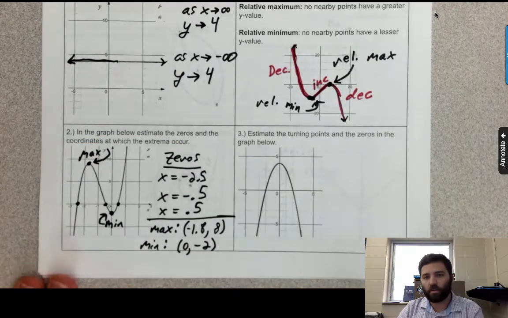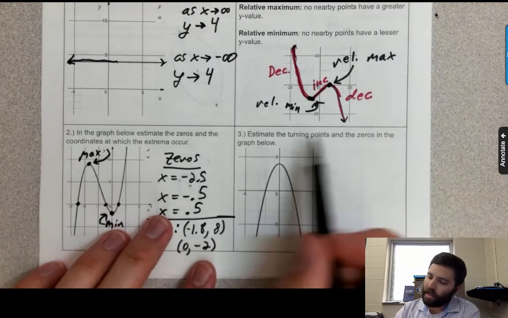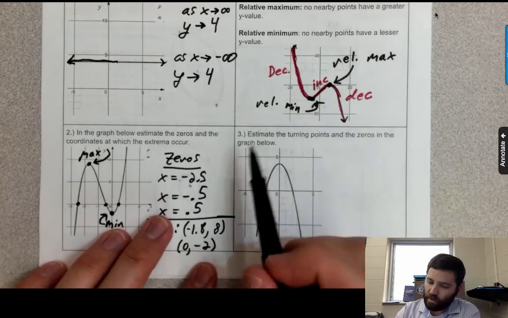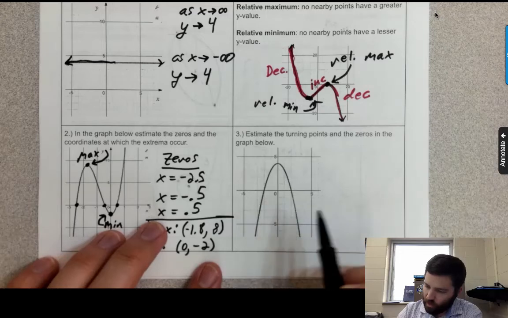Right? And I'll show you eventually how to find those values exactly, but for right now we're just talking about the features of the graph, trying to approximate where they're located so that we can easily identify them later on. All right? Estimate the turning points and the zeros of the graph below. So again, this is one you should give a try, see how you do. I'm going to work through it right now.